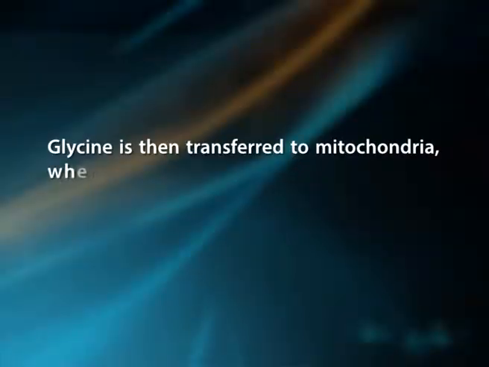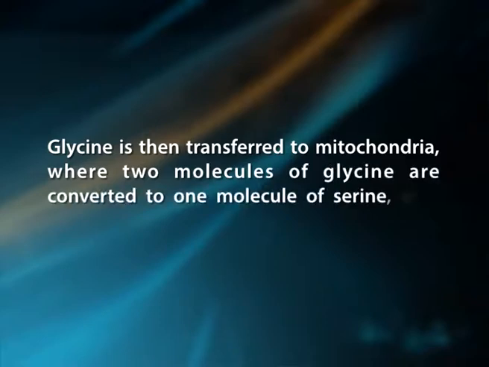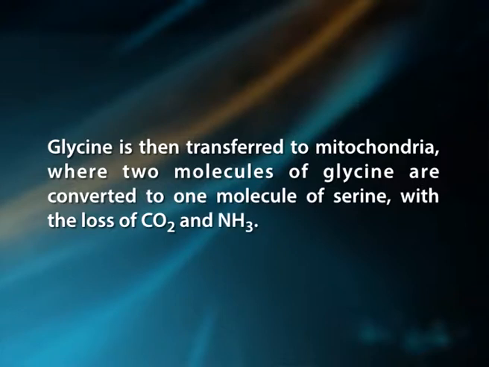It is first converted to glycolate and then transferred to peroxisomes, where it is oxidized and converted to glycine. Glycine is then transferred to mitochondria, where 2 molecules of glycine are converted to 1 molecule of serine with the loss of carbon dioxide and ammonia. The serine is then returned to peroxisomes, where it is converted to glycerate. Finally, the glycerate is transferred back to the chloroplast, where it re-enters the Calvin cycle.